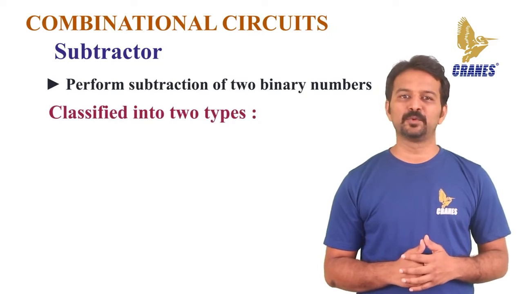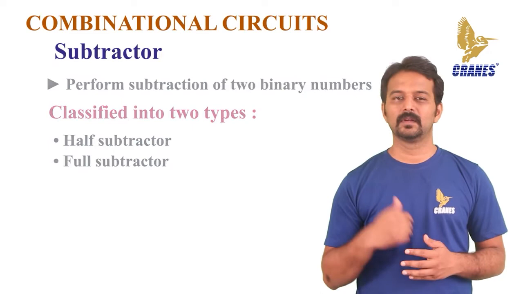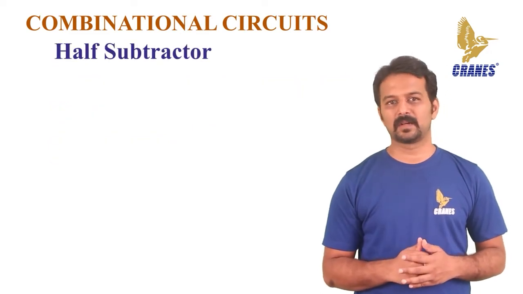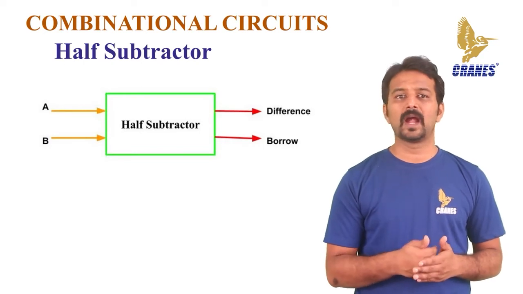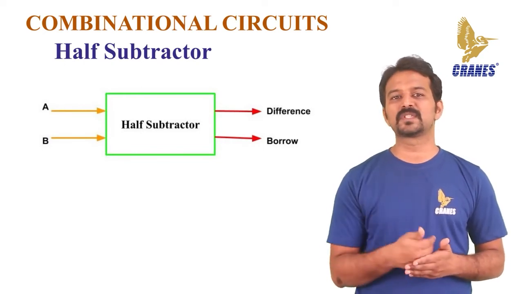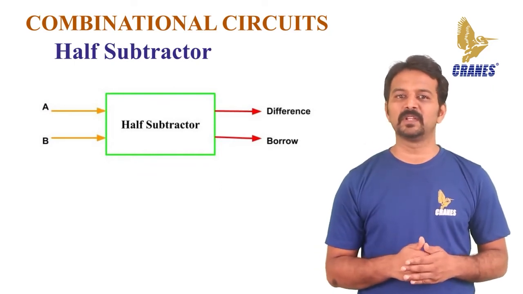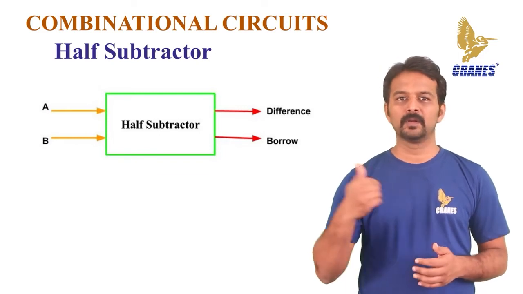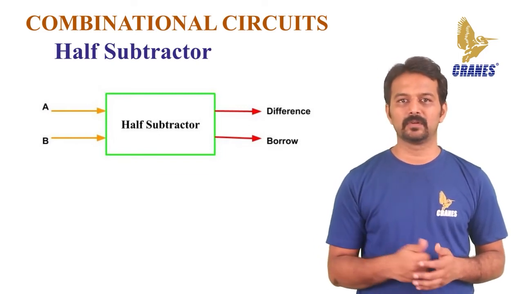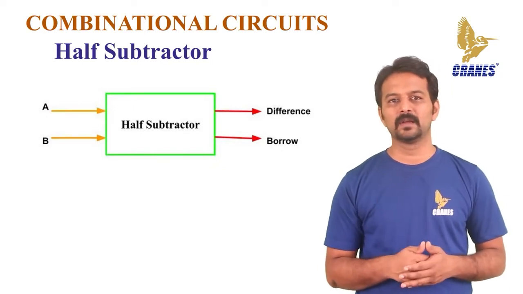Subtractors can be classified into two types: half subtractor and full subtractor. Let's discuss the half subtractor. A half subtractor is a combinational circuit with two inputs and two outputs. The two outputs are the difference and the borrow. It produces the difference between the two binary bits at the input and produces an output borrow to indicate if one has been borrowed. In the subtraction A minus B, A is called the minuend bit and B is called the subtrahend bit.